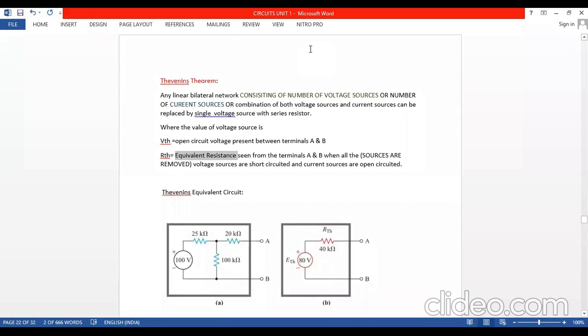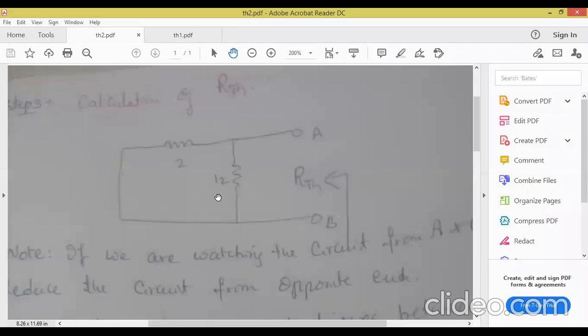Now you see. Equivalent resistance means the combination of 2 and 12. Now you tell me, all of you, are 2 and 12 connected in series or parallel? Anyone? Series. So now I am taking you to the most important concept.